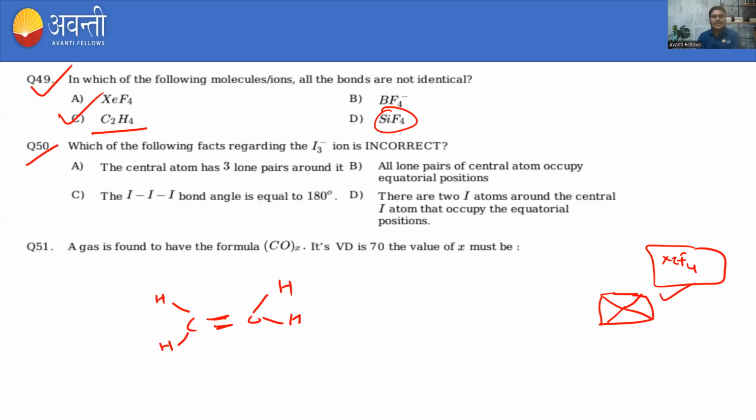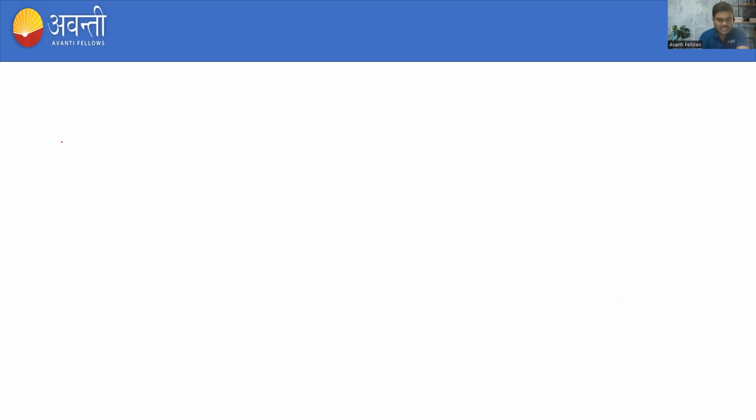Now move to question number 50. Which of the following facts regarding the I3 negative ion is incorrect? So you have to identify the incorrect statement regarding this. So let me draw the structure of I3 negative. How will you draw the structure of I3 negative, beta? The structure is like this: this is I and this is again I. They have 7 valence electrons, so they will form a single bond with this. They also have 2, to 4 and to 6 lone electrons and possess some negative charge and make a bond with this. Right. So which option is incorrect?